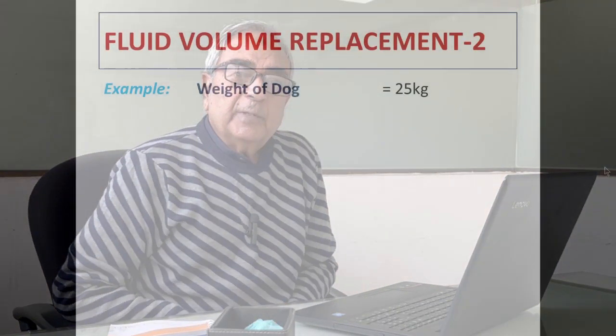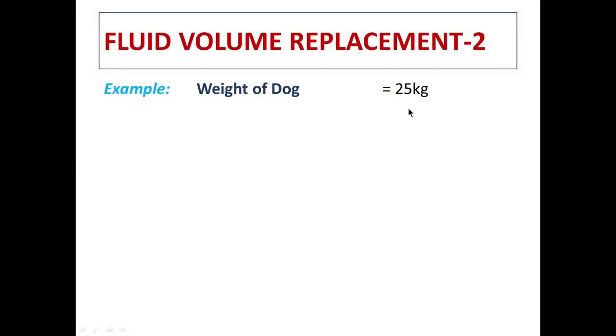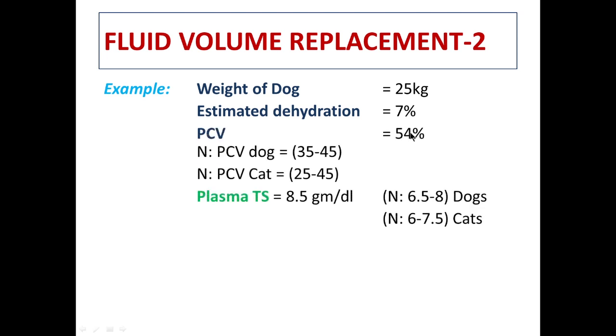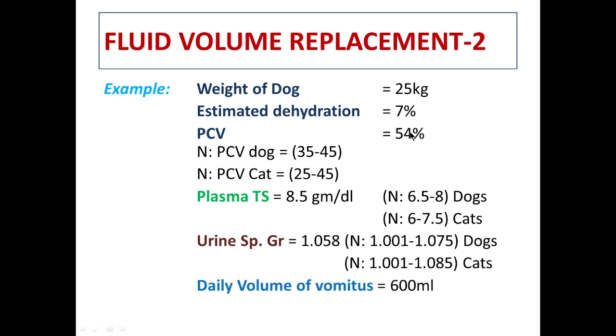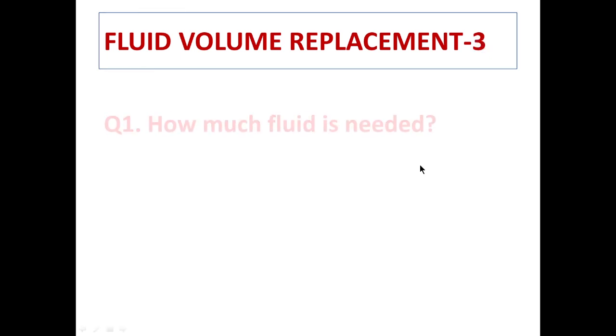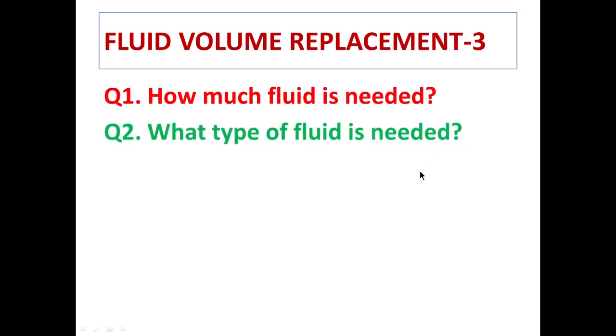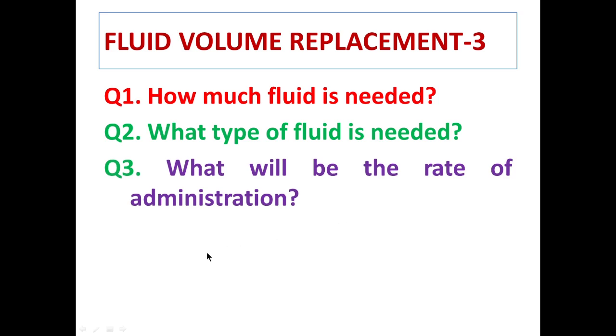So if we want to have an example, that is how much fluid will be needed. Suppose we have a 25 kg dog with 7% dehydration. First we will see what the existing loss is. Existing loss will be 1200 milliliters. In such cases, we have to decide how much fluid is needed, what type of fluid is needed, and what will be the rate of administration of that fluid. These are the three main things we should consider here.